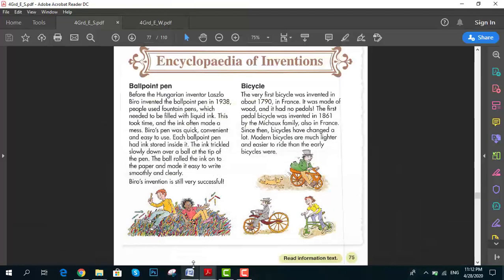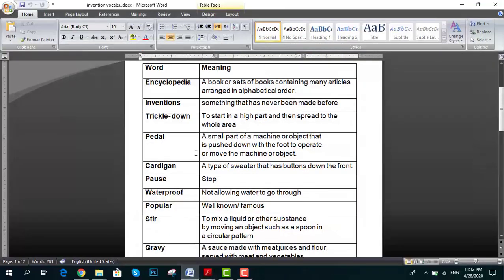Pedals is when we talk about bicycles. These are the pedals. The pedals are a small part of a machine or object that is pushed down with the foot to operate or to move the machine or object. So we move these pedals in a circle way in order to move the machine or the object, which is in this case the bicycle.